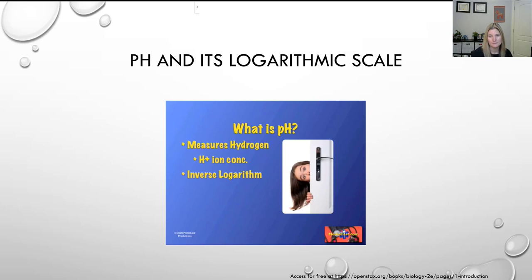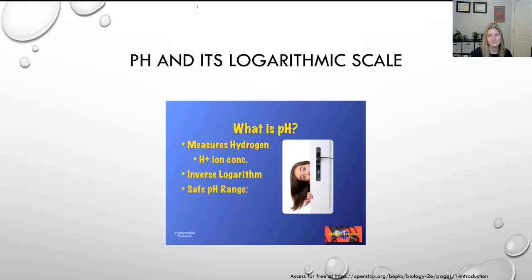pH is really confusing, though, because it's an inverse logarithm. As the percentage of hydrogen ions increases, the number on the pH scale goes down. And this is what messes people up. When something is more acidic, it has a lower pH. It doesn't make sense, and it doesn't mean a whole lot to those of us that are trying to memorize this stuff, but that's what causes issues.